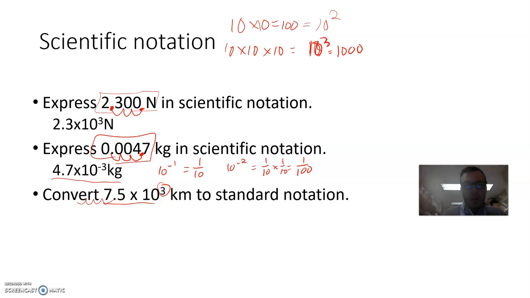It would be like 0.0075. Is that a big number? No, that's a really small number. And we know positive exponents mean big numbers. So we're not going to take the decimal to the left, we're going to take it to the right. We're going to go 1, 2, 3 places to the right.